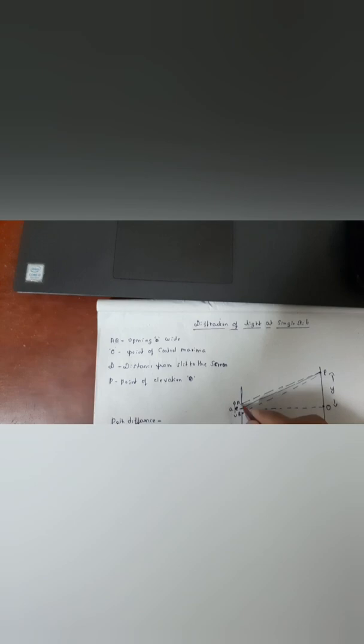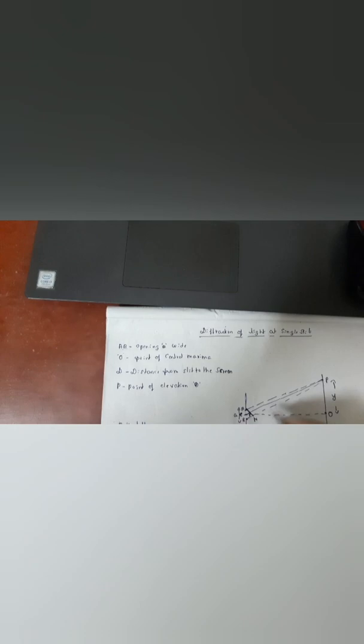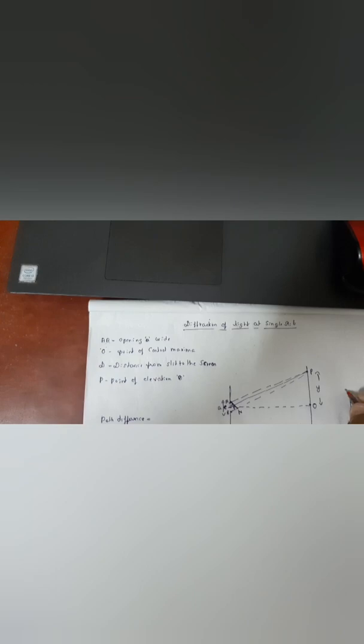Considering this, we have to give the name of the distance as D in between the slit and the screen, and draw a perpendicular line from A to BP, which is called N. So it is a right angle triangle. Considering this right angle triangle, we can have the angle theta here, which is the angle ANB.